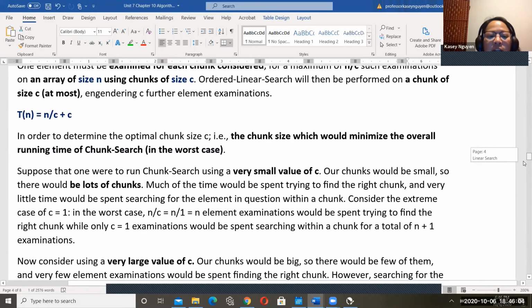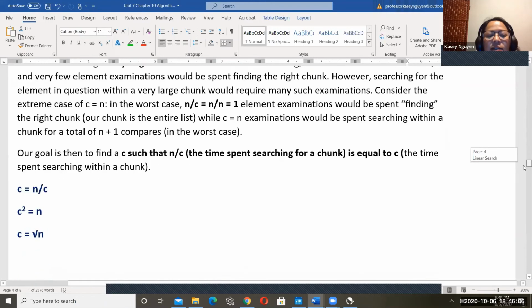Okay, so we already determined the chunk size. Based on that, we would put the marker on the maximum value and point it to the right chunk. That way we would have efficiency in our program.